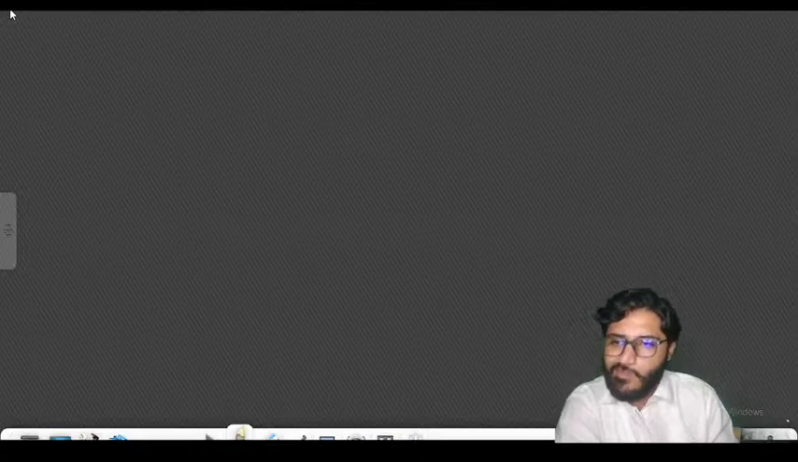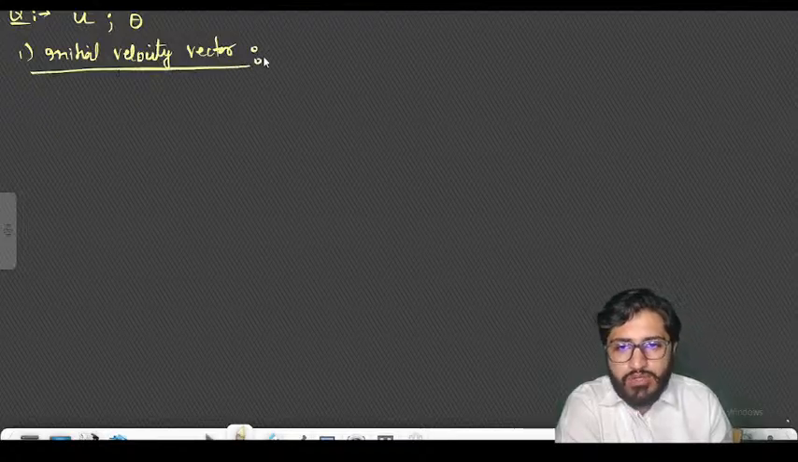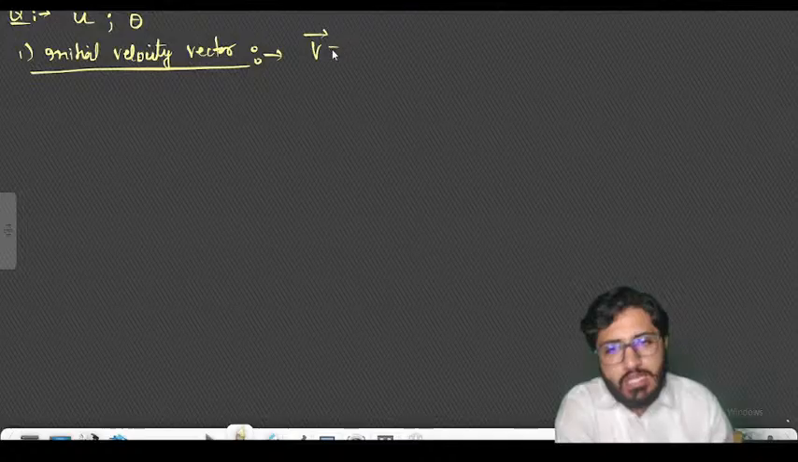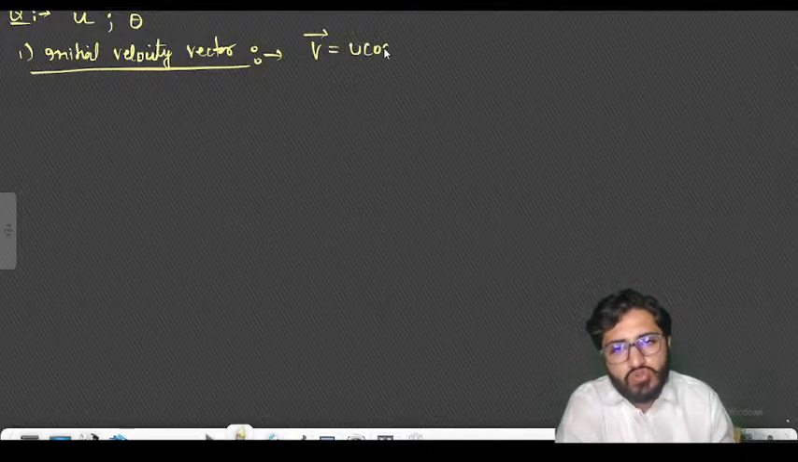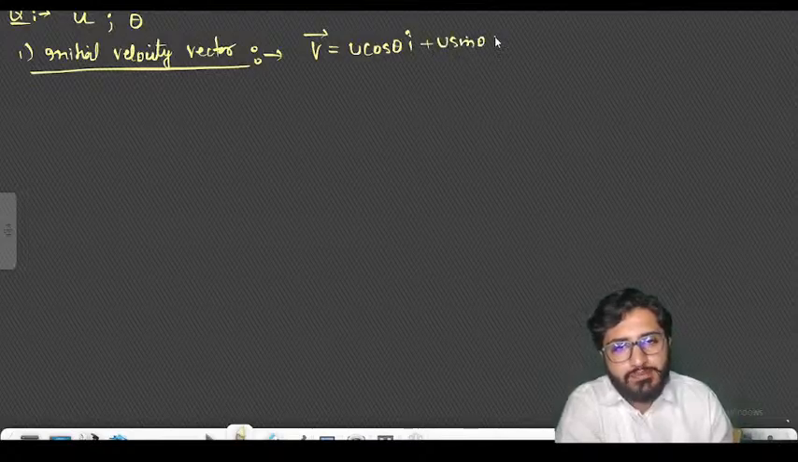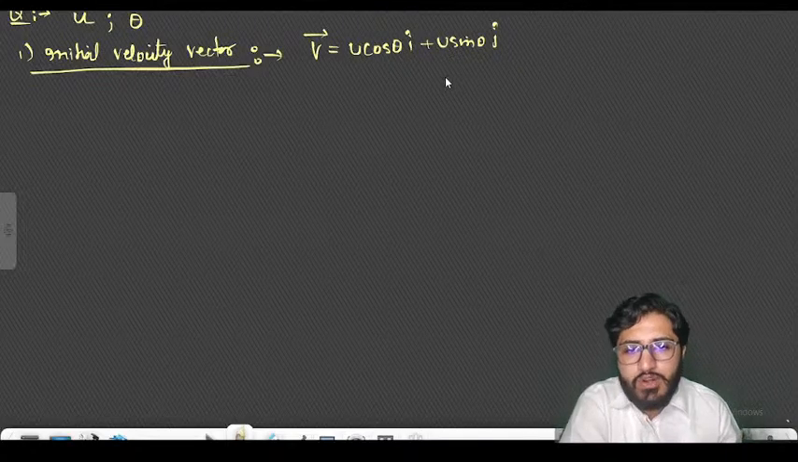One more numerical. We project a ball with projection speed u, angle theta. First thing, we have to find the initial velocity vector. Initial velocity vector would be u cos theta i cap plus u sin theta j cap. This will be my initial velocity vector.